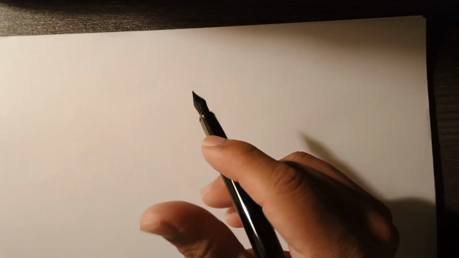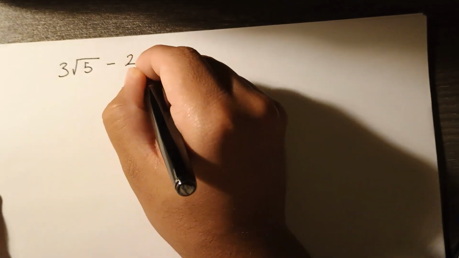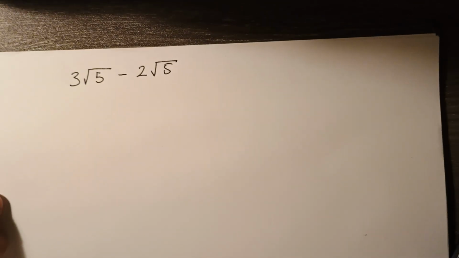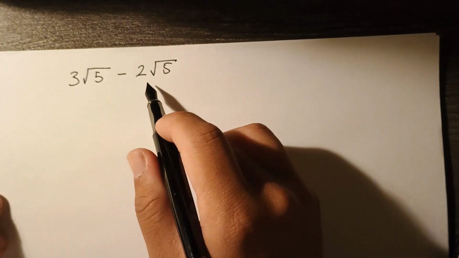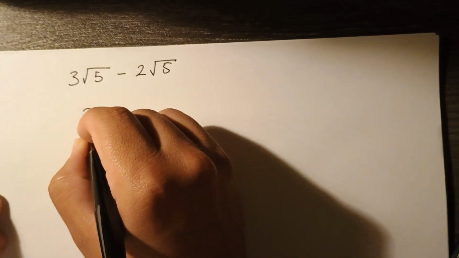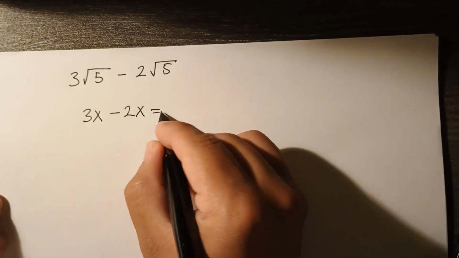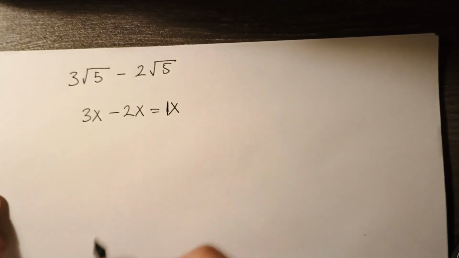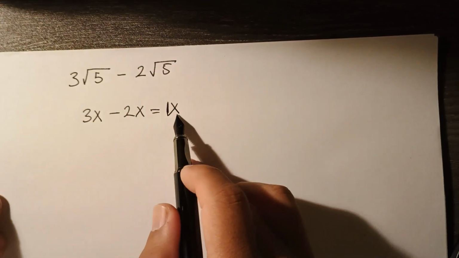Now, the next thing I want to talk about is adding square roots and subtracting square roots. So if we had something like this, we can treat these square roots as variables. So if I had 3x minus 2x, hopefully you know that you're just left with x, or 1x if you want to write the 1 there, because 3x minus 2x is just 1x.